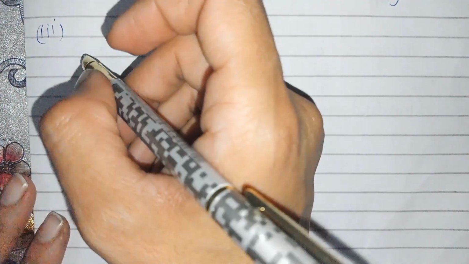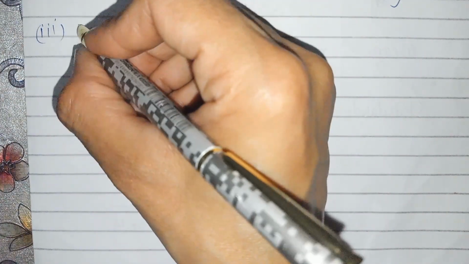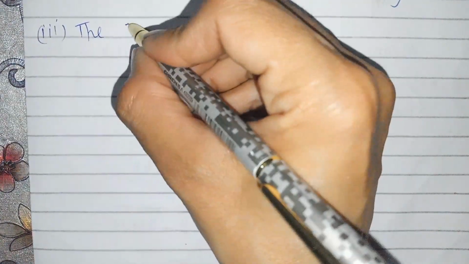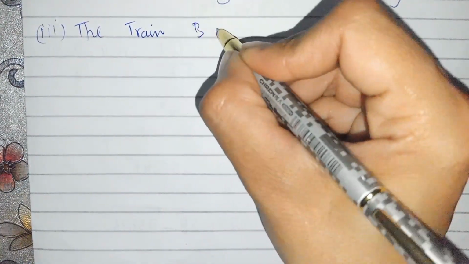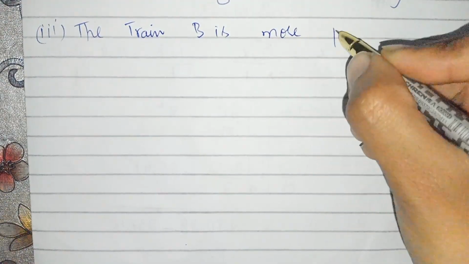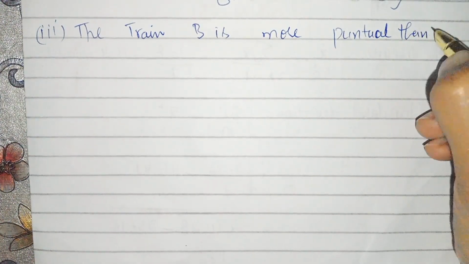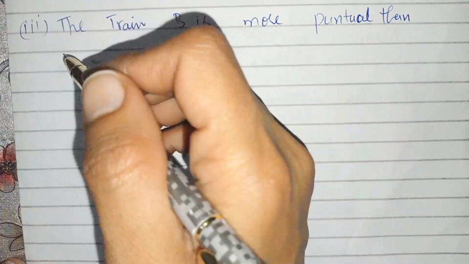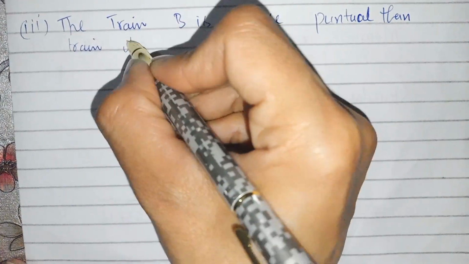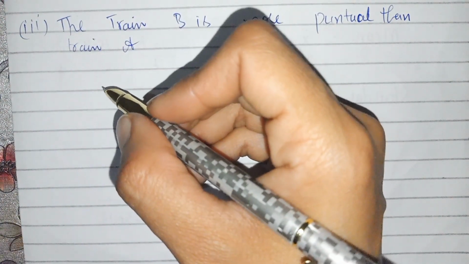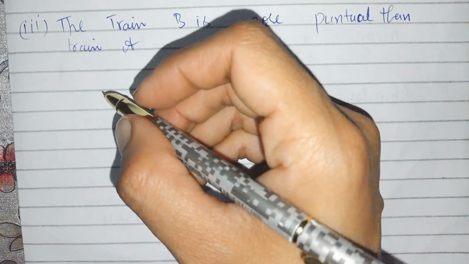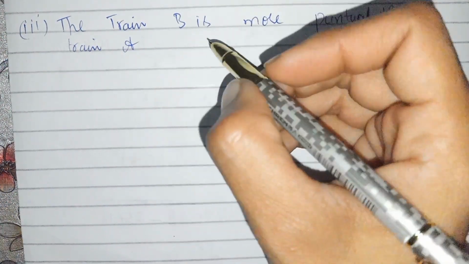Now students, for question number 3, which train is more punctual on the whole? Train B is more punctual than train A, because its mean time is shorter than that of train A.